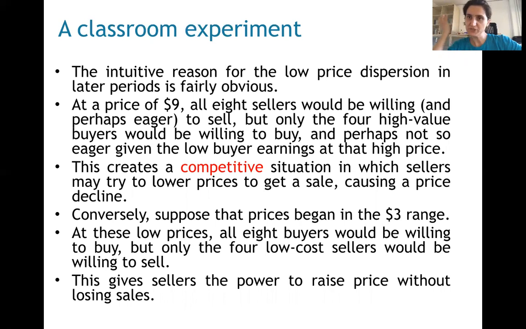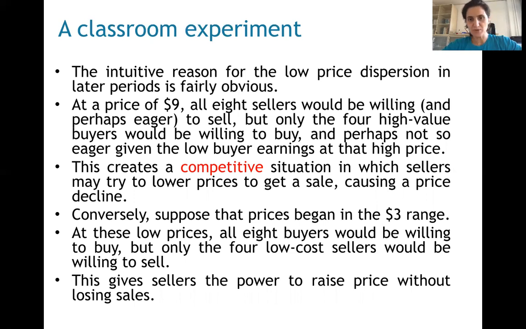So in that case there will be competition among sellers, right? Because the number of sellers is more than the number of buyers. And in that case, sellers may try to lower the prices to get a sale, causing a price decline. 9 cannot be an equilibrium. This is the reason: 9 cannot be an equilibrium price because at price 9, all sellers would be willing to sell, but not all buyers would be willing to buy.